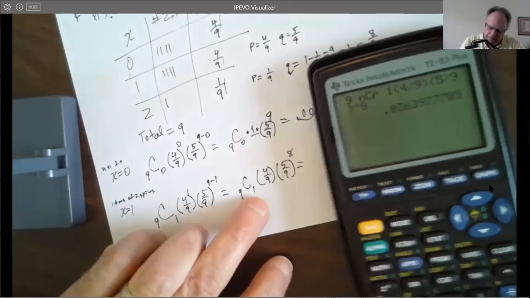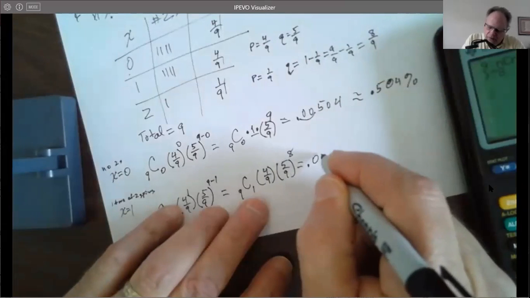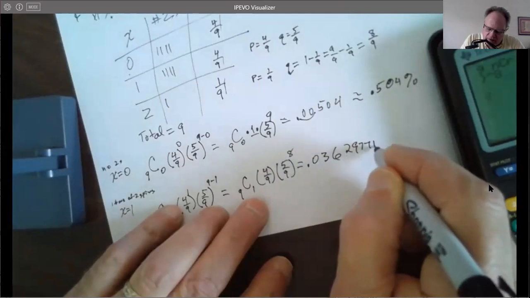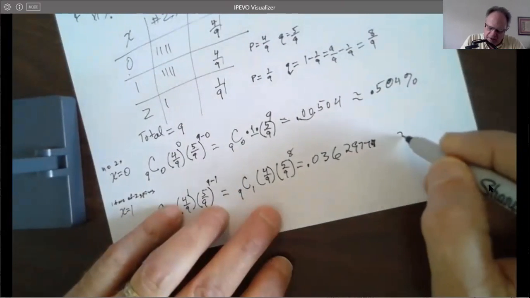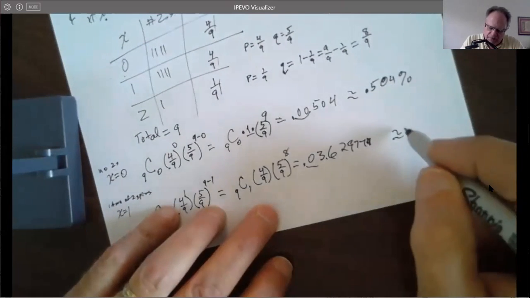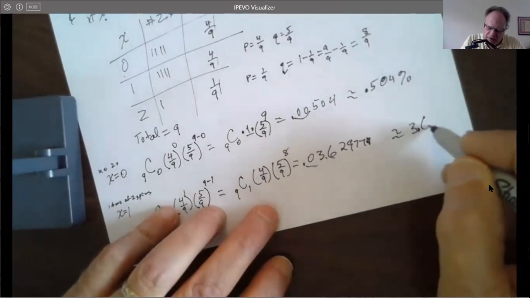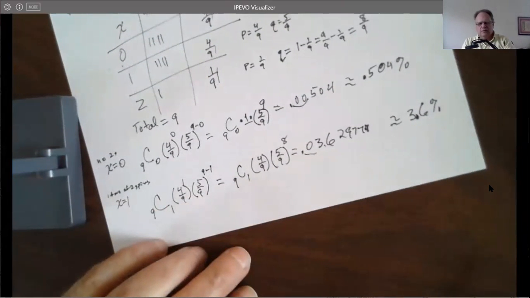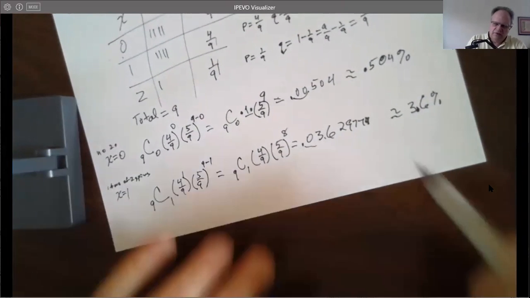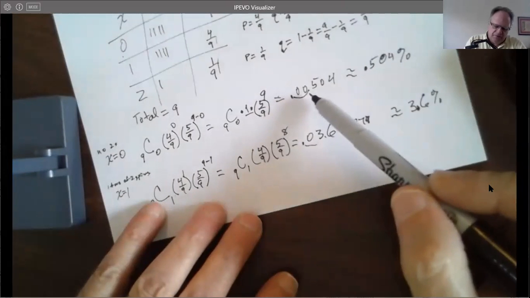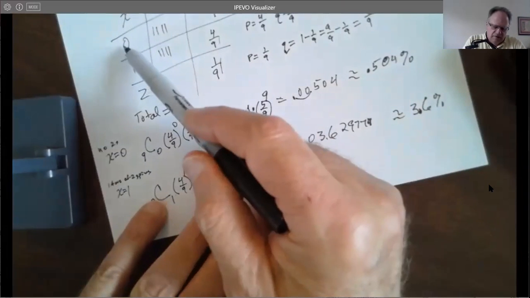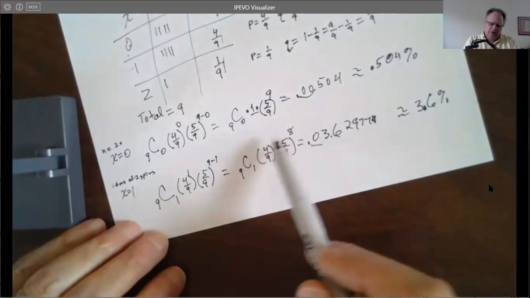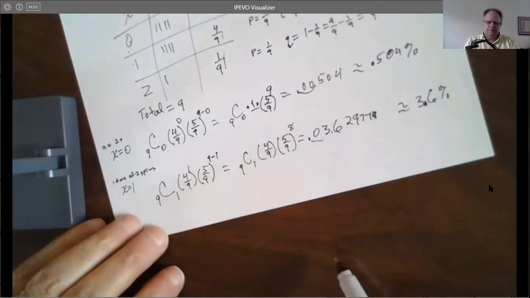And we hit enter, and we get 0.0362977, and it goes on. So roughly, as a percentage, if we move that over 2 decimal places, that would be roughly 3.6% chance of spinning 2 spins and getting 1 two. Okay, well, why is that different? Why is this number different than the first one? Because x is different. Even though the probabilities are the same, that changes our exponents and it changes our combination.